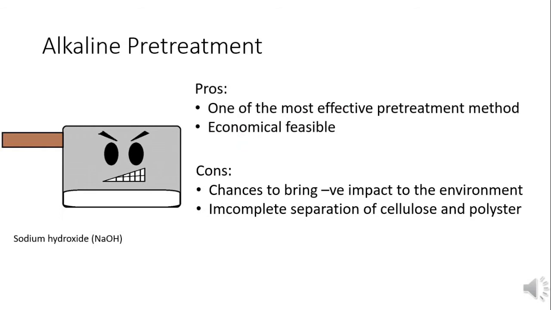Among all the other pretreatment methods, alkaline pretreatment is one of the most common and effective pretreatment methods, and its low cost makes it economically feasible. However, its high concentration may bring negative impacts to the environment, and since cellulose from textile waste is unable to dissolve completely in sodium hydroxide, this may result in incomplete separation of cellulose and polyester.